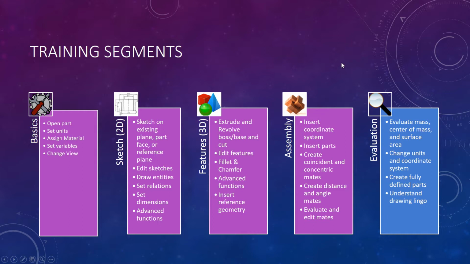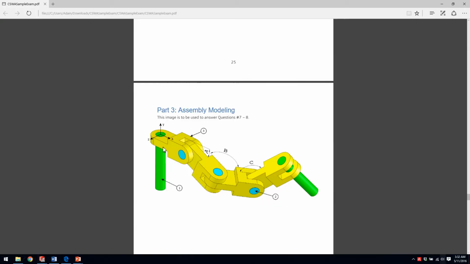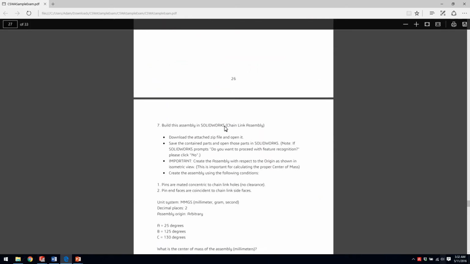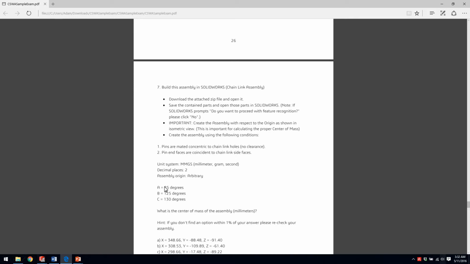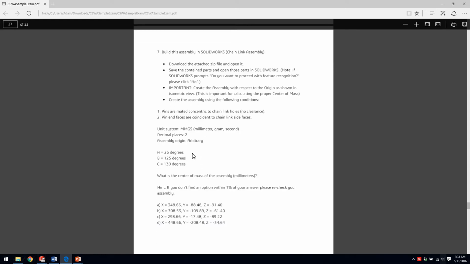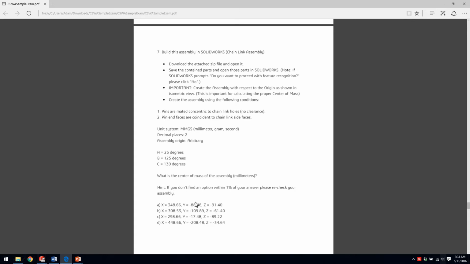So we can look at the exam, and this will show you basically we've got some global variables defined in the assembly itself as A, B, and C that show a certain number of degrees. So when we put in our angle mates, we can make them equal to these global variables. It tells us what parts are mated and how, and it asks for the center of mass in our assembly.